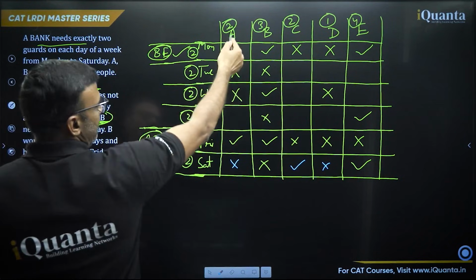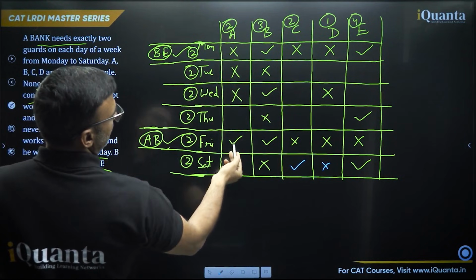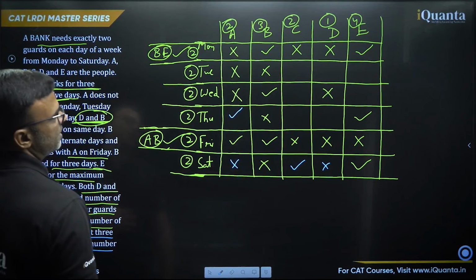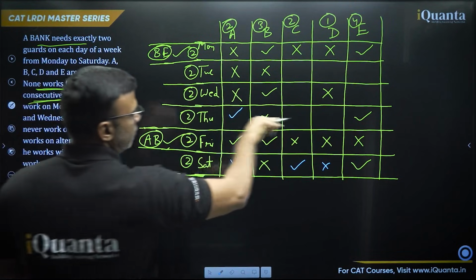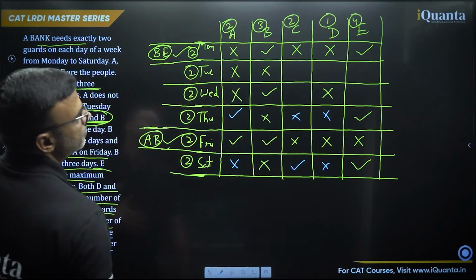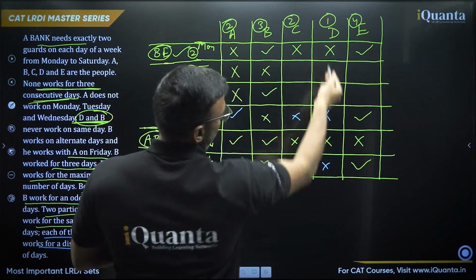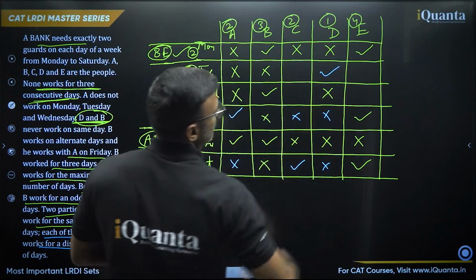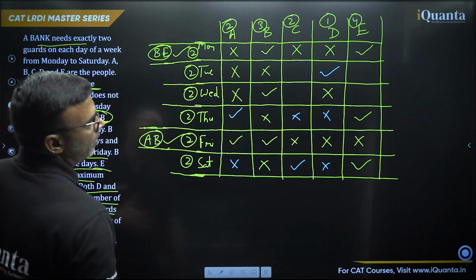But A has to complete 2 days. So A has completed only 1 day. So this one will be taken by A, Thursday. Now on Thursday 2 people are completed, so no other person can work on Thursday. Now D, 1 day has to be completed and we don't have anything yet, so this has to be done. Wow, fantastic.